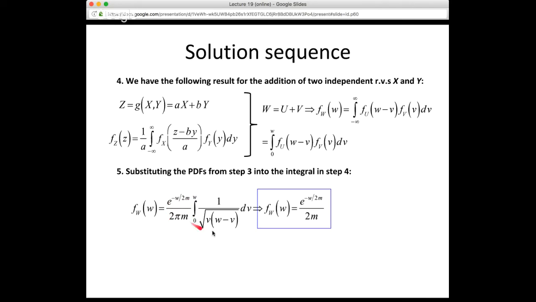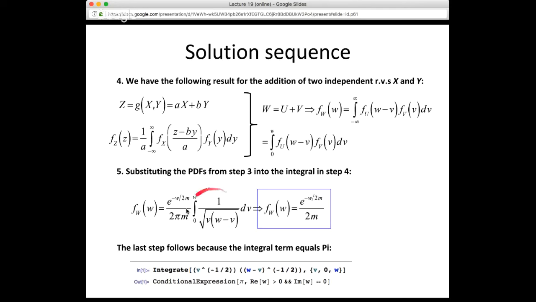And this integral, we can essentially evaluate. The textbook goes through and shows its relationship to the beta distribution, but you can just simply do this analytically as well, for example, in Mathematica, and you'll find that the whole integral here just equals pi. And so the pi's cancel, and you're left with the derived distribution for the kinetic energy of e to the minus w over 2m divided by 2m.